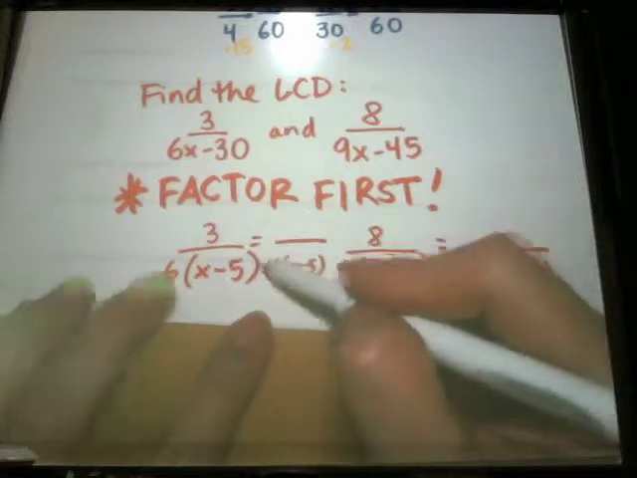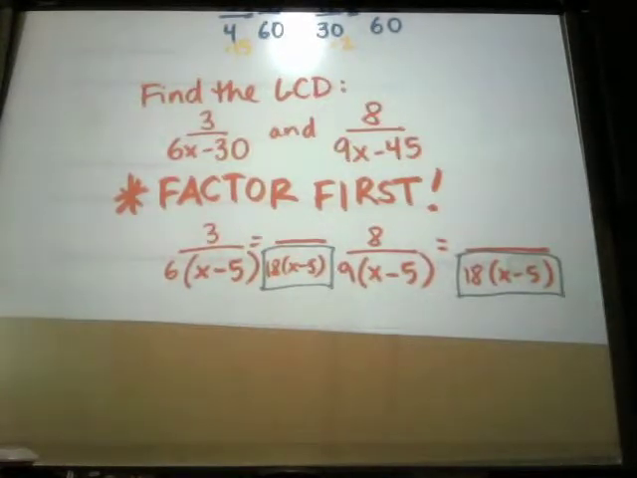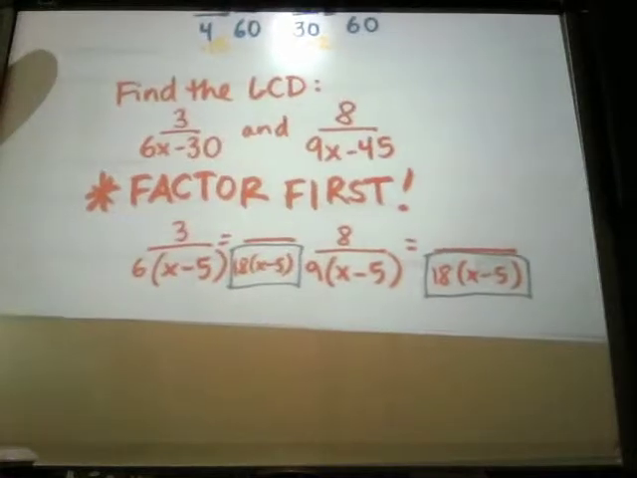Now, if all it said was find the LCD, we're done. There's our LCD. You don't even have to box it twice. You can just box it once. It's the same answer. Did that make sense how I got that LCD? Kind of. I'll do another one. I know, kind of. Okay, let's do another one. We'll do 1 or 2 more.